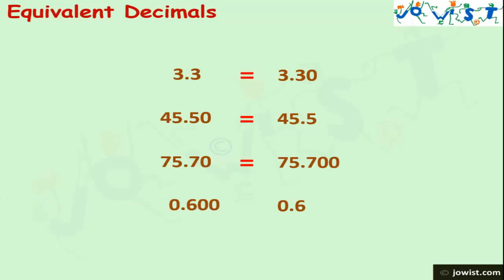Similarly, 0.600 and the number 0.6. These two numbers are equal. Therefore, these two numbers are also equivalent decimals. In equivalent decimals, numbers represent the same amount.